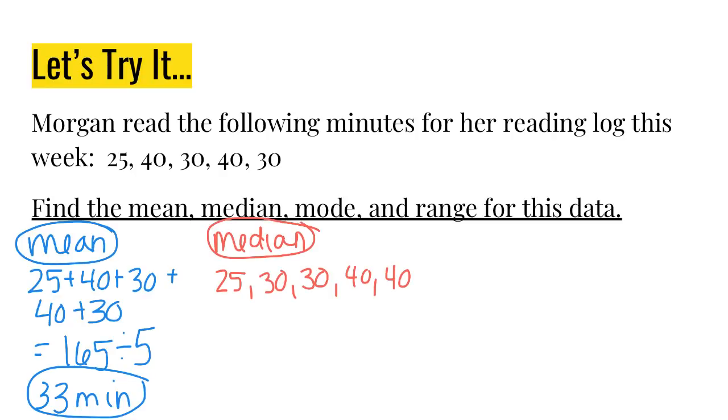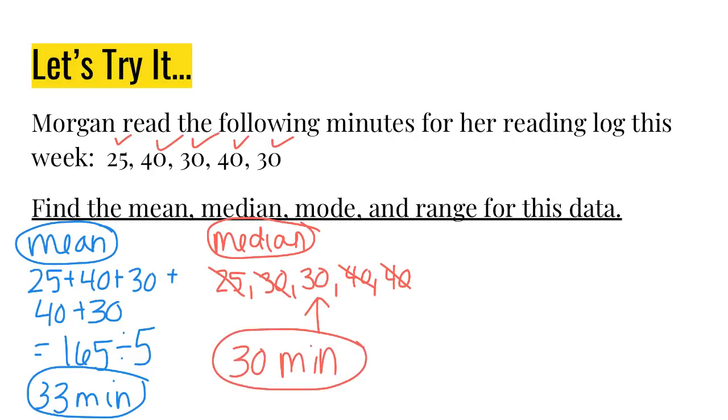For the median, I put them in order. I went 25, 30, 30, 40, 40. I'm just going to go front, back till I find the middle. Cross the front, cross the back. Cross the front, cross the back. There it is. When there's only one number in the middle, that's your answer. The median is 30 minutes.